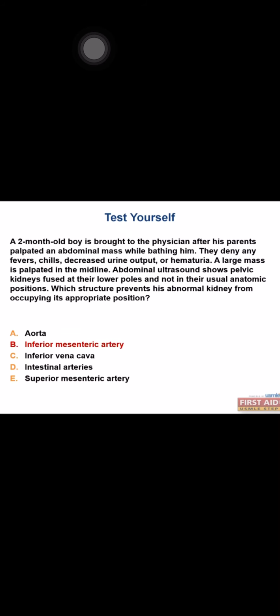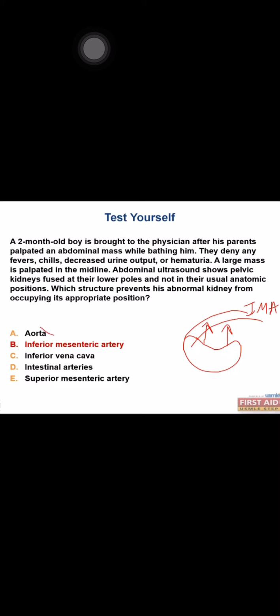The correct answer is B. Now let's see why. This patient has a horseshoe kidney, which forms when the inferior poles of the two kidneys fuse during development. As the kidneys ascend from the pelvis, they encounter the inferior mesenteric artery, and therefore they cannot rise to the normal level in the abdomen. Patients are usually asymptomatic, but they do have an increased risk of bowel obstruction, renal infection, and renal stones.